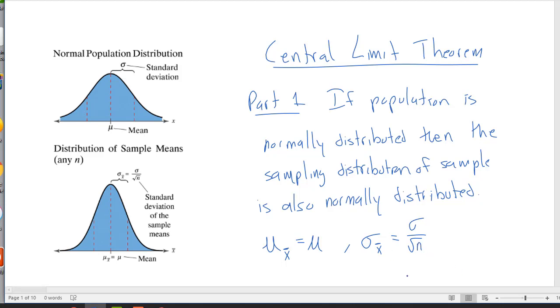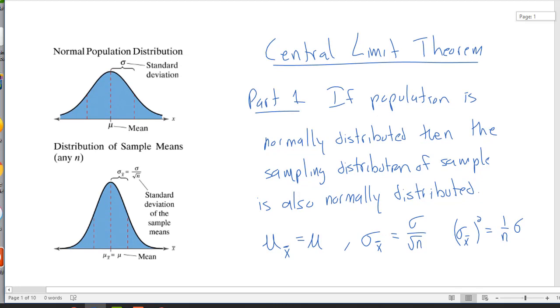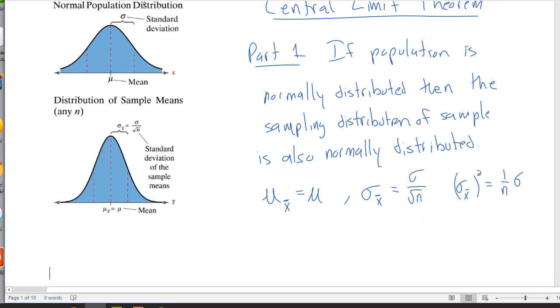Now, where this really comes from, we don't typically use this, is that the variance of the distribution of sample means is 1 over n times the population variance. Now, in our language, we typically call this the standard error. Let me scroll down a little here. All right, so I'm going to change color. This is the standard error. So we're going to call this the standard error.